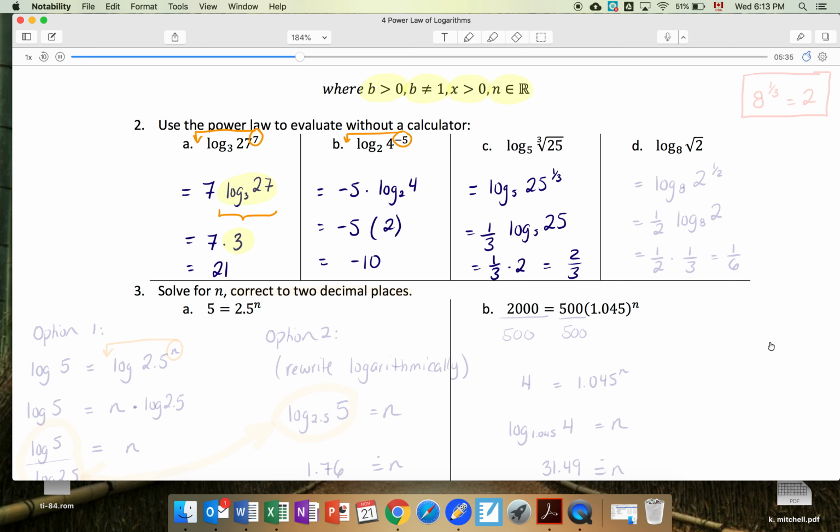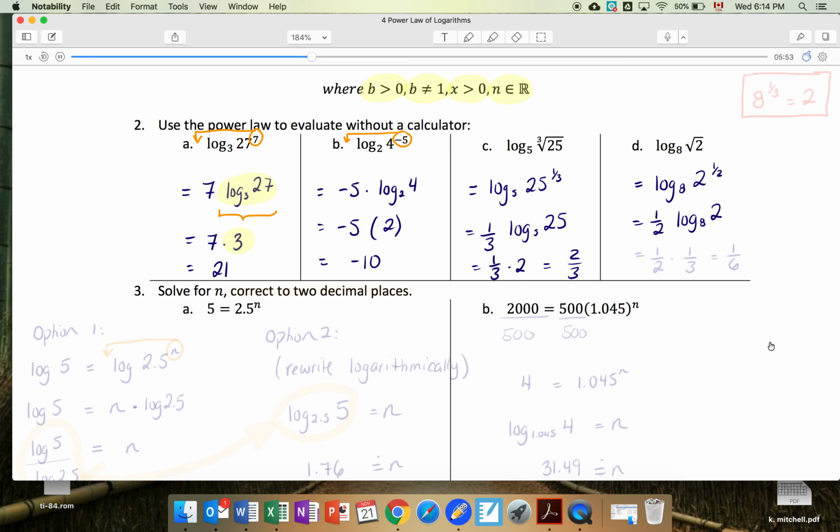Okay, next one. Log base 8 of root 2. So same thing, I have a radical that I have to rewrite as an exponent, so that'll become 2 to the power of a half. I'll bring the 1/2 to the front as a coefficient, so log base 8 of 2.